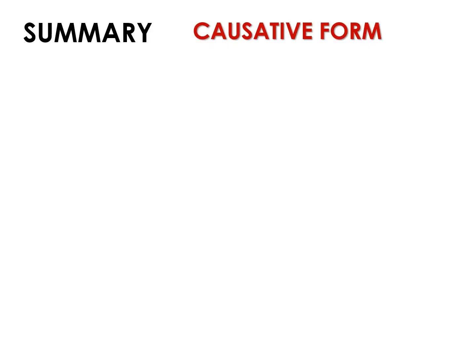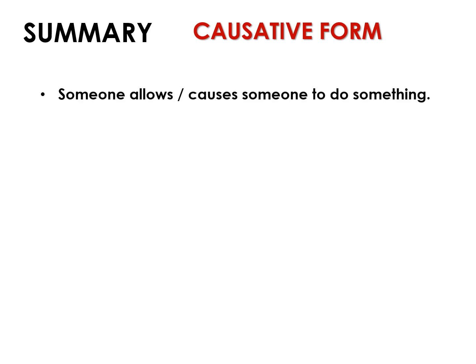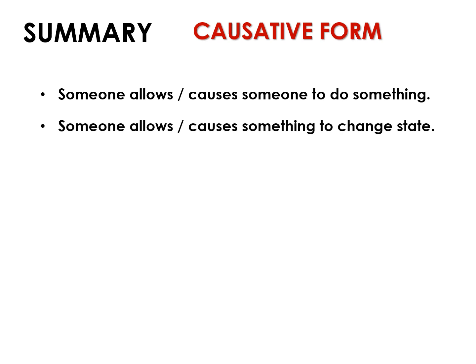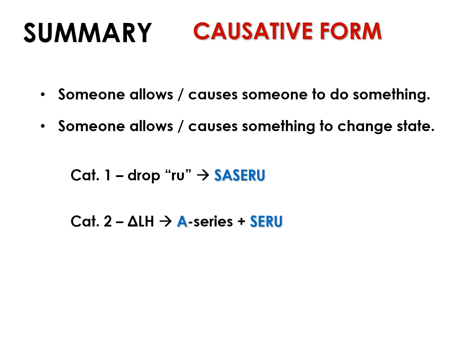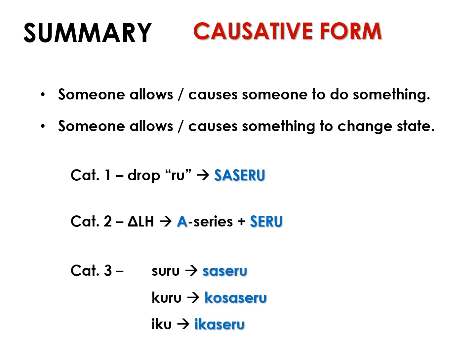To summarize, the causative form is used to express that someone allows or causes someone to do something, or when someone allows or causes something to change state. Now here's how you conjugate the causative form. For ru-dropping verbs, drop the ru and replace with rareru. For category 2, last hiragana changing verbs, change the last hiragana to the A series and add seru. And for irregular verbs, only 3 participate. Suru becomes saseru, kuru becomes kosaseru, and iku turns to ikaseru.